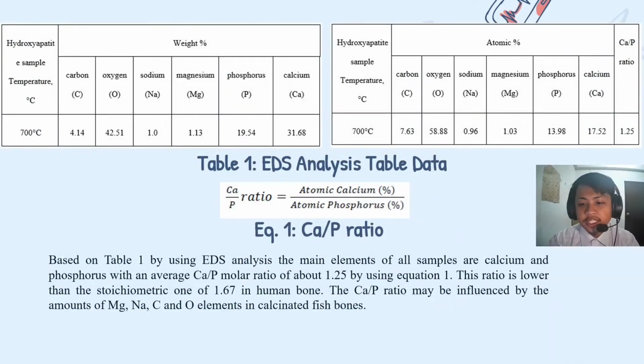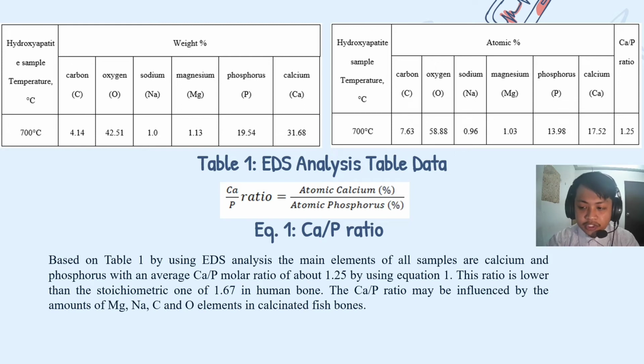Okay, for the last analysis, which is EDS analysis. EDS analysis table data based on table 1: by using EDS analysis, the main elements of all samples are calcium and phosphorus with an average Ca/P molar ratio of about 1.2 by using equation 1. Equation 1 is atomic calcium percent divided by atomic phosphorus percent.